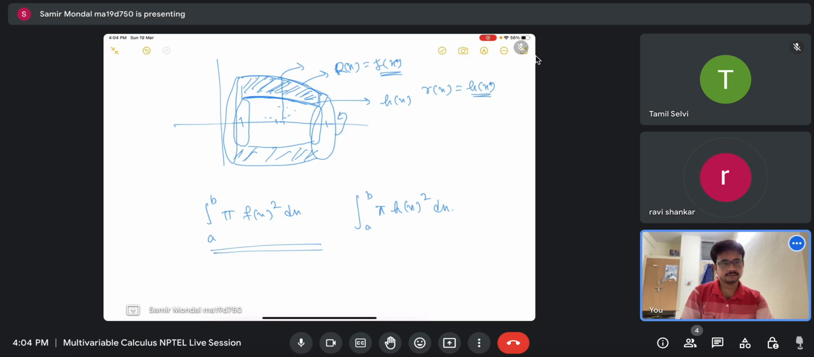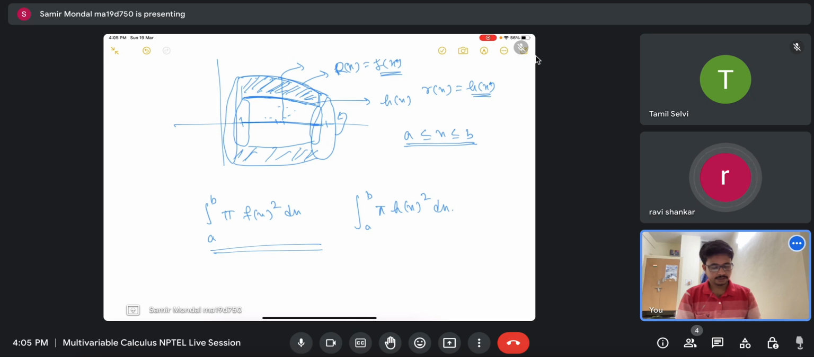Sir, this A to B will remain same in both cases. Yeah, this one is fixed. The axis of revolution is fixed. We are not varying the axis of revolution. X varies between this, and this one is fixed. Is it or not? Yes, yes.